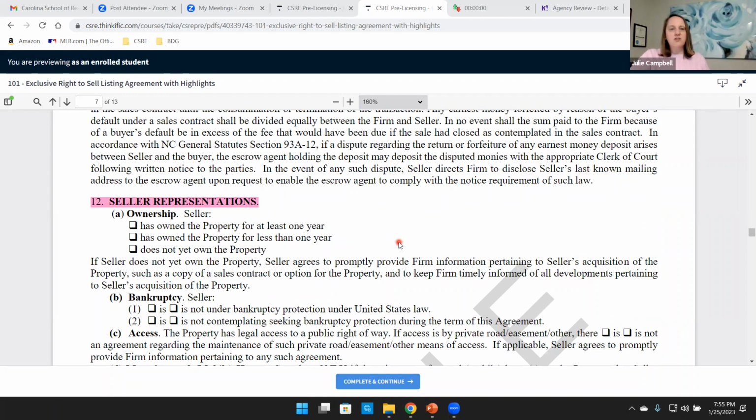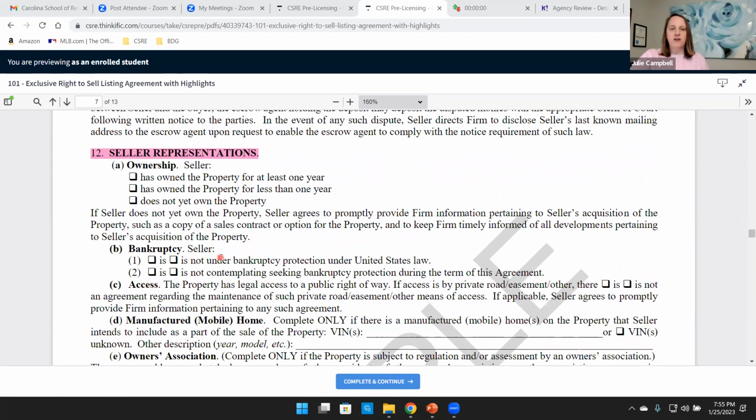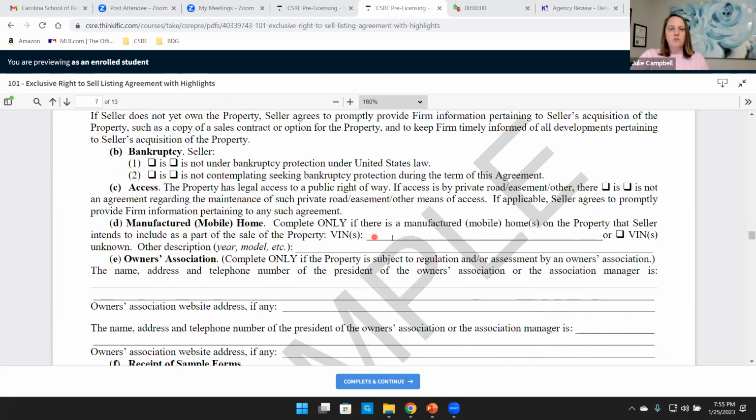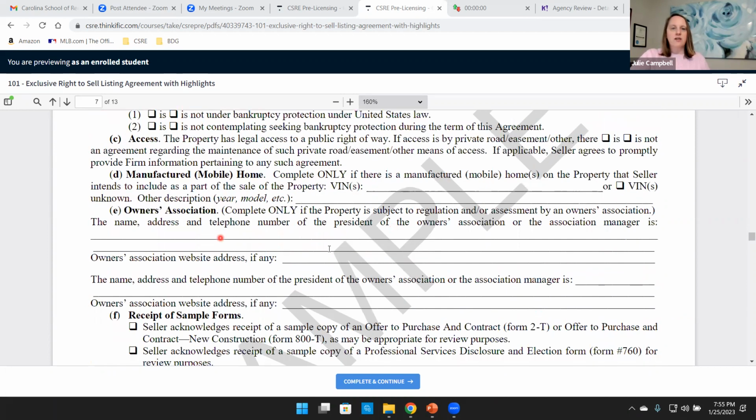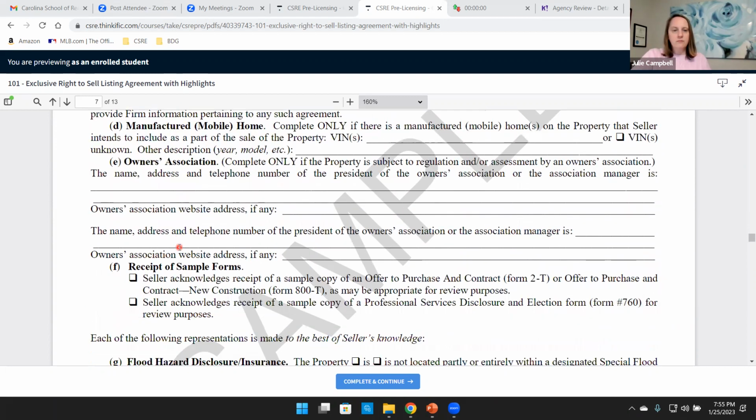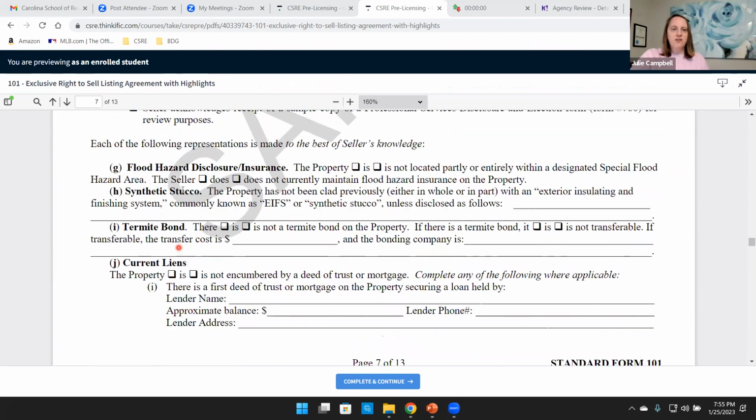Sellers have to make some representations to the firm: how long they've owned the property, are they facing bankruptcy? Is there a mobile home on the property? Are they in an owner's association? If so, who is the owner's association? They need to represent whether or not they're located in a flood hazard area, and whether they do or do not have to pay flood insurance. Here's our synthetic stucco, whether or not it's been previously clad in synthetic stucco. Is there a termite bond?